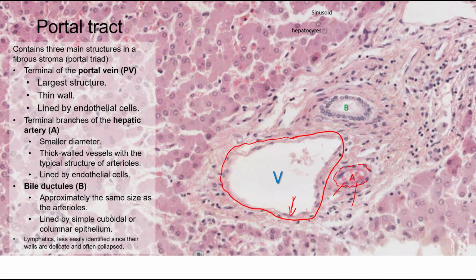But if you look at the other lumen here, you will find that it is surrounded by cells that have a rounded nucleus. And the cells are cuboidal cells. So simple cuboidal epithelium, and this is the bile duct. So these 3 structures together are called the portal triad. It's not only these 3 structures that are present in the triad, but they are the most prominent. You can also find lymphatics here, but they are not easily identified.